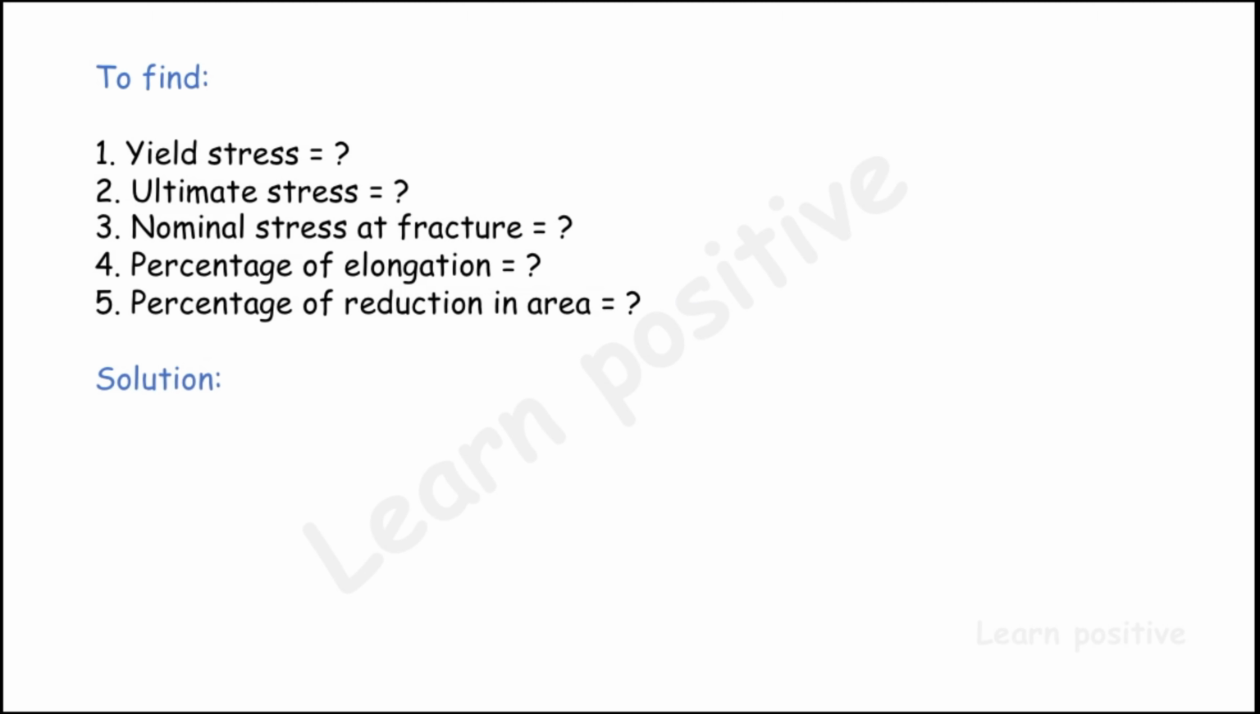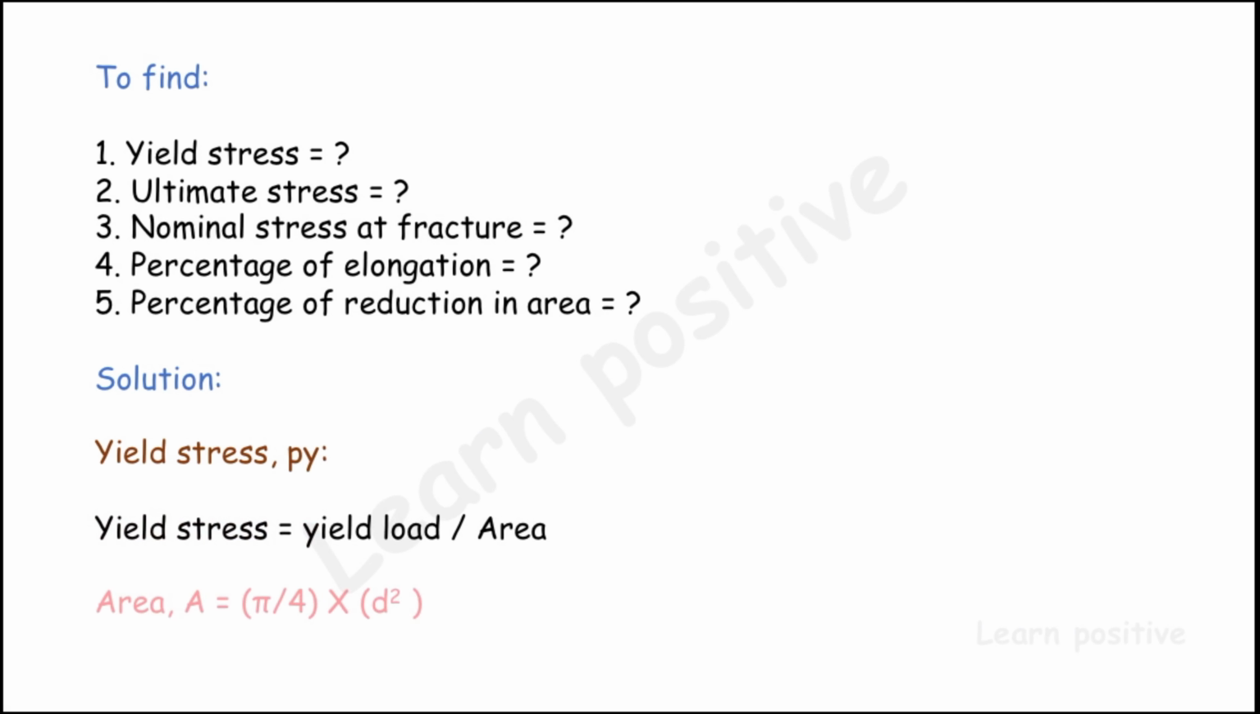Now I am going to write the solution. The formula of stress is load by area. For the yield stress, I am going to take yield load by area. I don't know the area, so I am going to find the area first. The formula of area is pi by 4 into d square. I know the value of d, so I am going to substitute that value. Pi by 4 into 16 square, the value of area is 201.06 mm square.